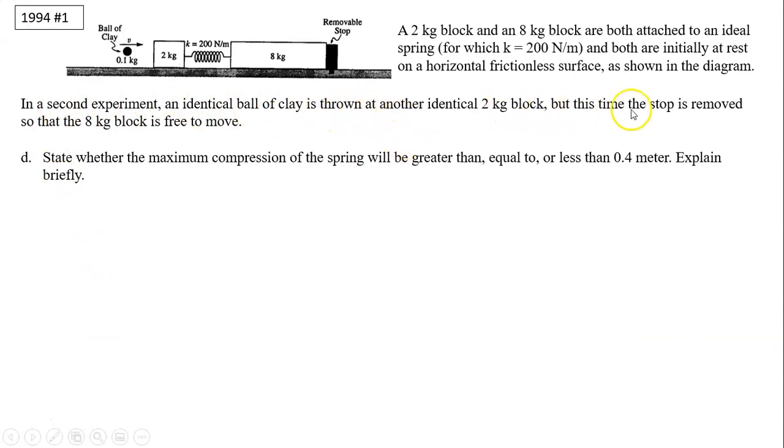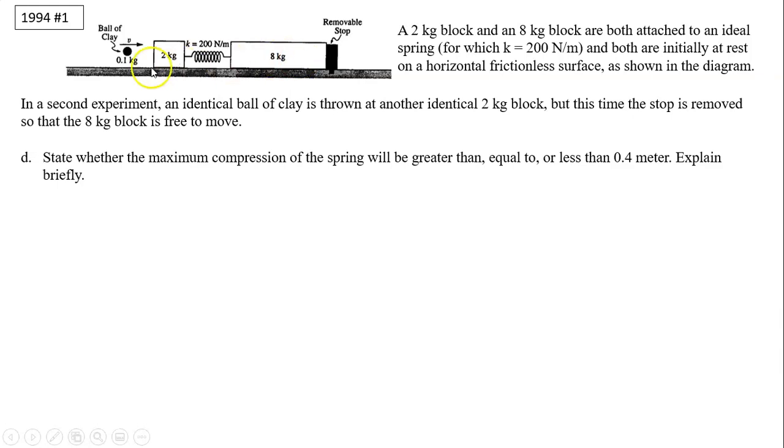Now, in a second experiment, an identical ball of clay is thrown at another identical 2 kilogram block, but this time the stop is removed so that the 8 kilogram block is free to move. The question is, state whether the maximum compression of the spring will be greater than, equal to, or less than 0.4 meters. Explain briefly.